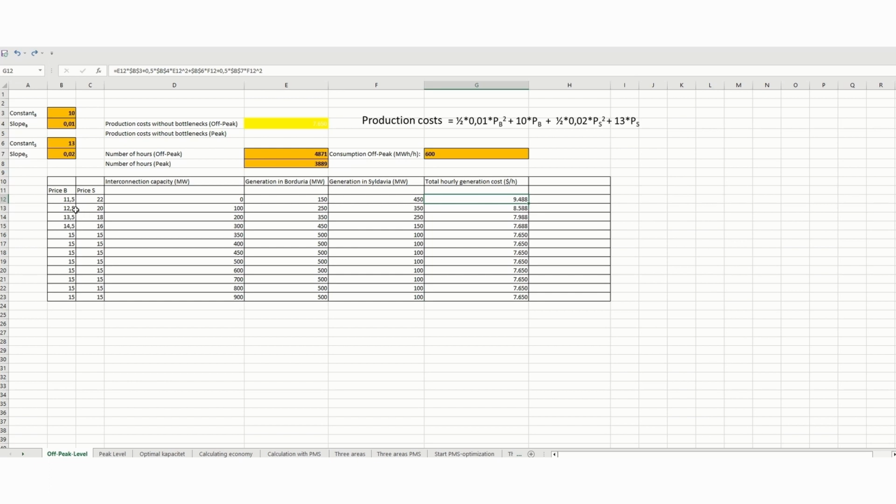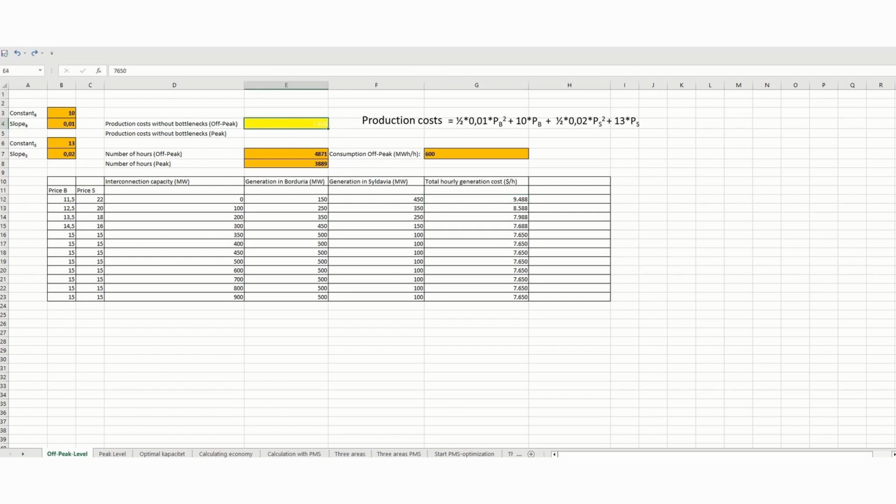This is the production, and they are multiplied into this equation, and we will then have the total cost here. We do that when we increase the capacity to 100 and 200, we calculate the total cost, and we can see that when we have a total capacity of 400 megawatt, the prices will be equal. There's no bottleneck, and the total hourly generation cost will not decrease any longer because we have reached an optimum. It doesn't matter if we increase the capacity, the total cost will be the same. So this is in fact the cost of production without any bottlenecks in the system.